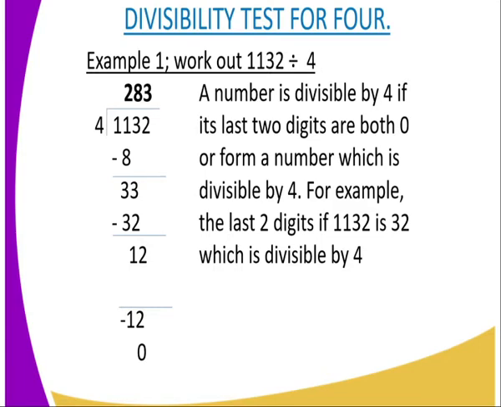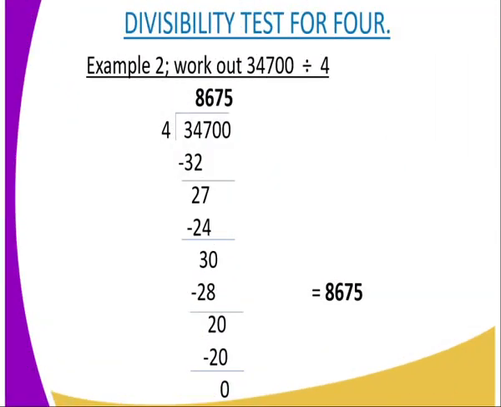So for you to get whether a number is divisible by 4, you look at the last digits, whether they are both zeros or they form a number that is divisible by 4. In our case, which is 11,132, our last two digits are not zeros, but they form a number which is divisible by 4, which is 32 divided by 4 is 8, so our number is divisible by 4. We can look at 34,700.